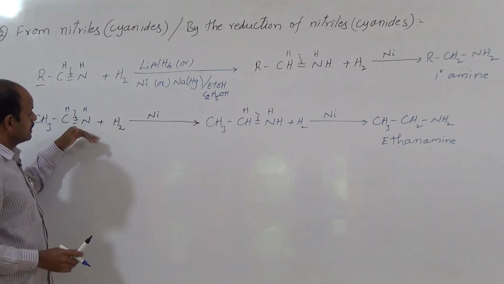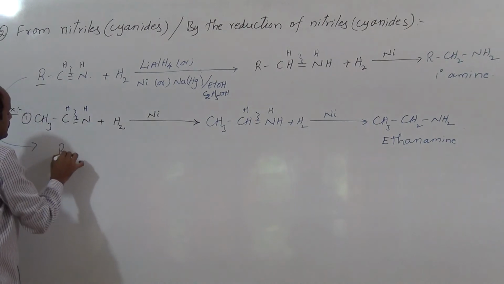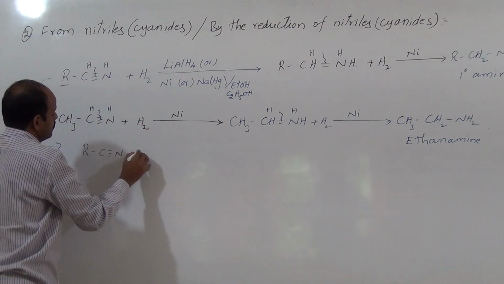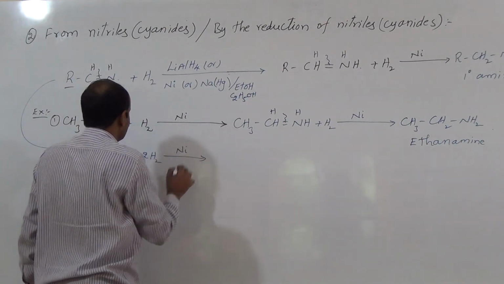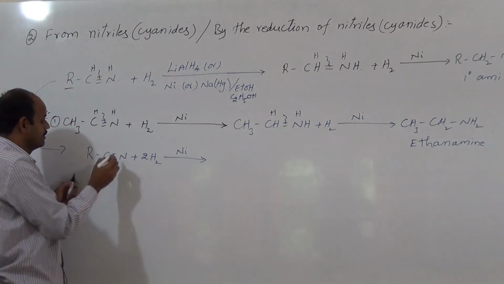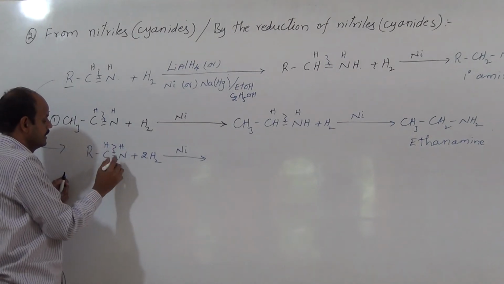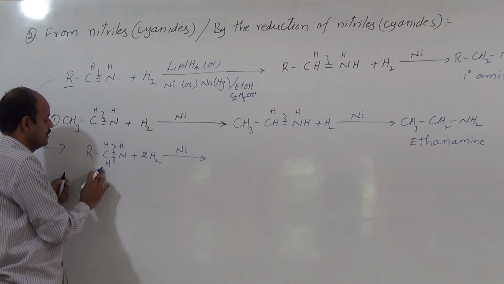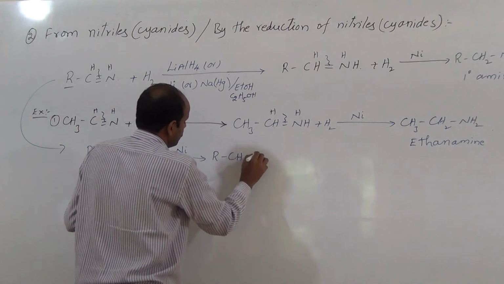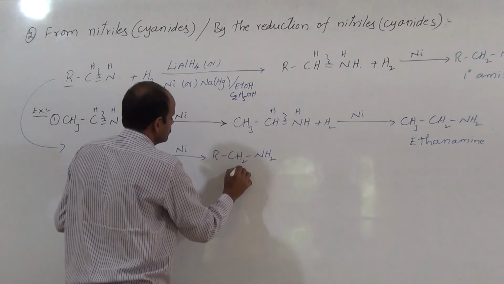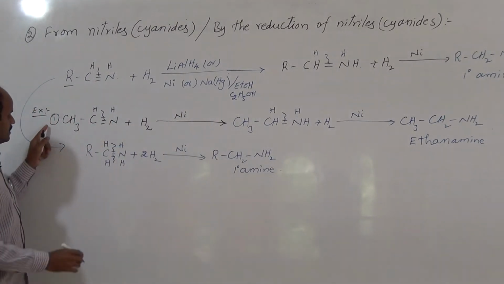Otherwise you can write it directly in a single step. If you want a general equation, then in a single step you can write like this also. Two hydrogens you can take at a time. Nickel catalyst. Then at a time you can break down. Here after breaking one bond, one hydrogen this side, another hydrogen this side. One more you can break down. This side one hydrogen, this side another hydrogen. Then directly we can get the primary amines like this. This is the primary amine.